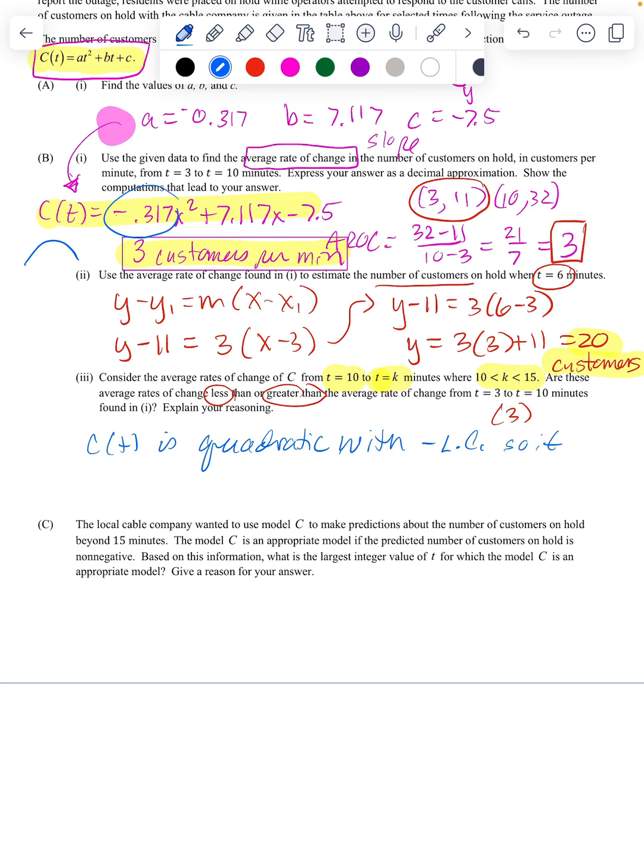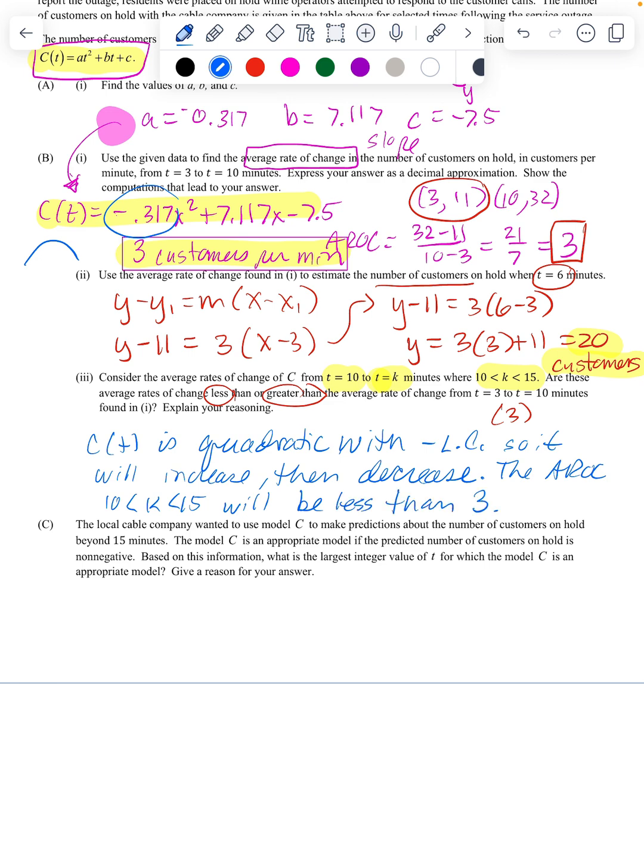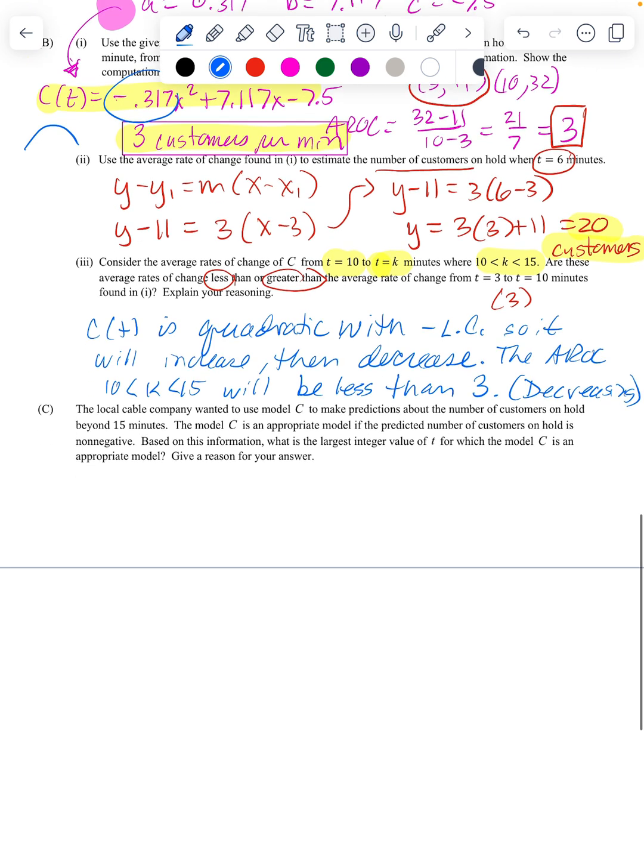So it will increase, then decrease. That has to happen because of the data that we have in the table and also the equation that we got. So the average rate of change from 10 to wherever that K value is to 15 would be less than the 3 because it is decreasing at that point. You can see from the data that you have gotten past the max and are now decreasing.